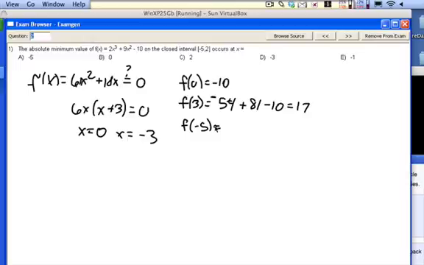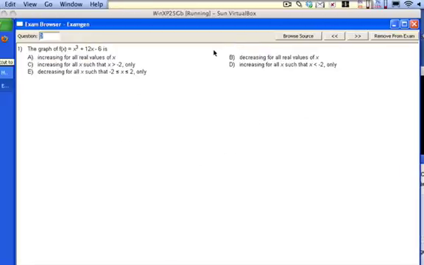Okay, I used my calculator to figure out the other two. I found out that f of negative 5 is equal to negative 35, and f of 2 is equal to 42. So which one of these is the minimum? It's going to be there. Where does it occur? At negative 5. So the answer is A, negative 5.